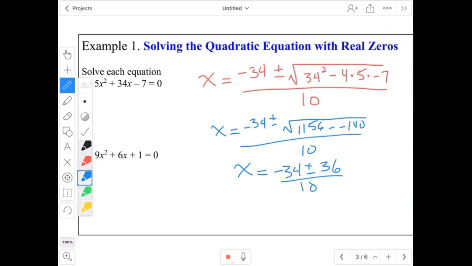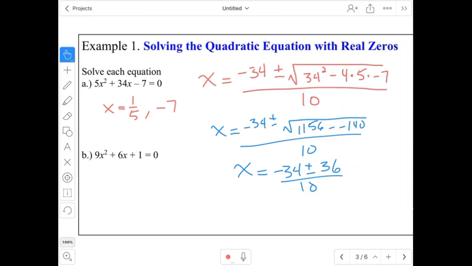So our two answers, I'm going to bring these back up here so I have room for my next problem. Negative 34 plus 36 gives me 2 over 10. So 2 over 10 is equal to 1/5. And then negative 34 minus 36 would give me negative 70 over 10, or negative 7. So for this quadratic, that's where our parabola would cross the x-axis: when x is equal to negative 7 and when x is equal to 1/5.